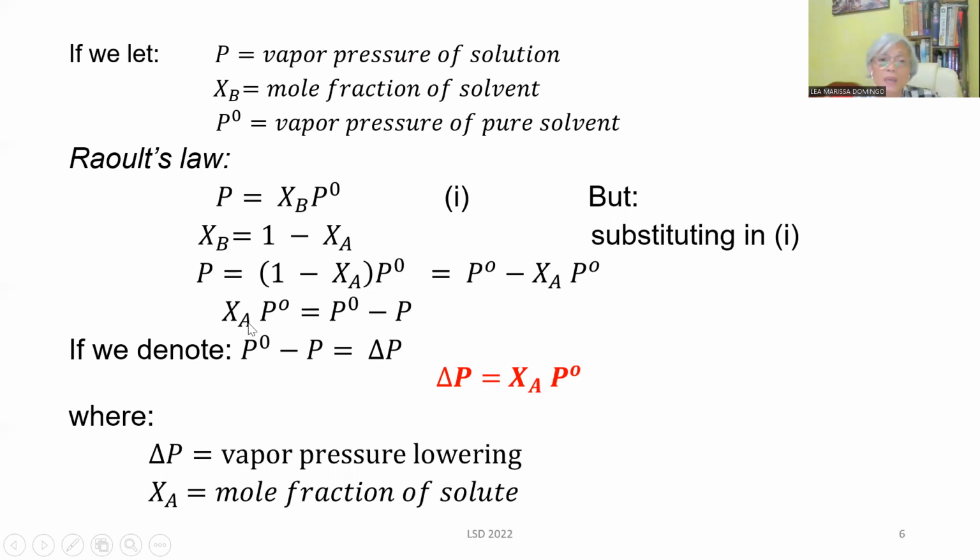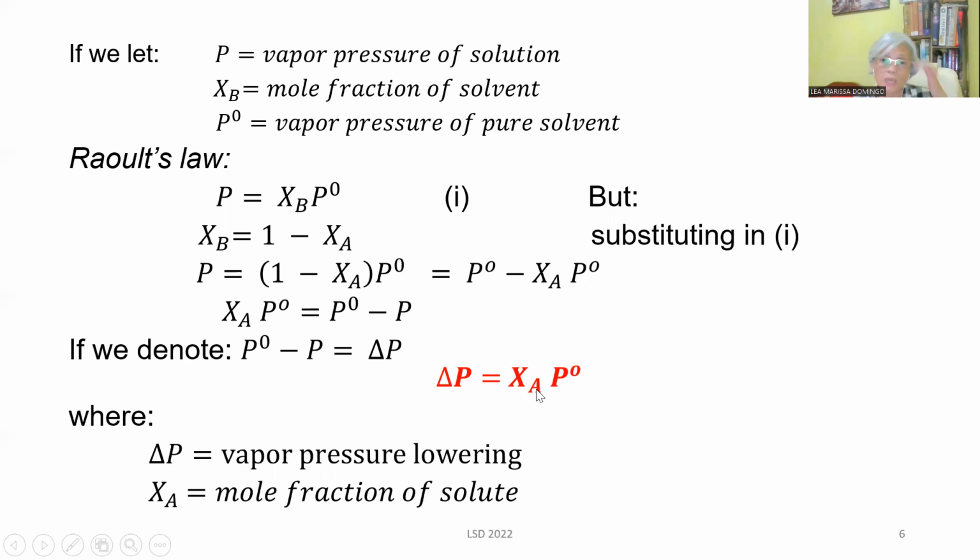And thus, X sub A P superscript is equal to what? The vapor pressure of the pure solvent minus the vapor pressure of the solution. So here we can clearly see the decrease in the vapor pressure of the solution. Kita natin na mas mataas ang vapor pressure ng pure solvent. Now this difference, P superscript minus P, is what we call delta P, or the vapor pressure lowering. Conversely, we have delta P, or the vapor pressure lowering, equal to X sub A P superscript.